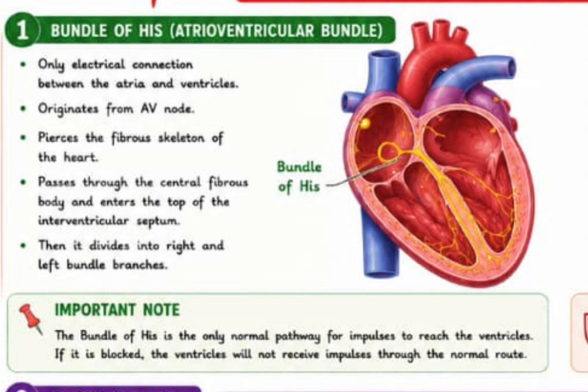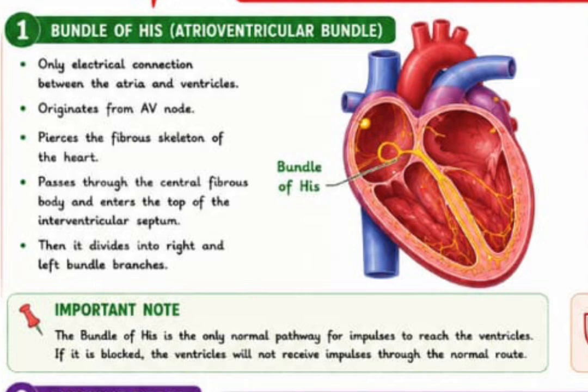So remember, the SA node gives it to the AV node. The AV node gives it to the bundle of His. The bundle of His spreads it to the bundle branches. The bundle of His is the only normal pathway to reach the ventricle. If it is blocked, the ventricle cannot contract. You then have a right or left bundle branch block, because the right bundle branch gives it to the right ventricle, and the left bundle branch gives it to the left ventricle.